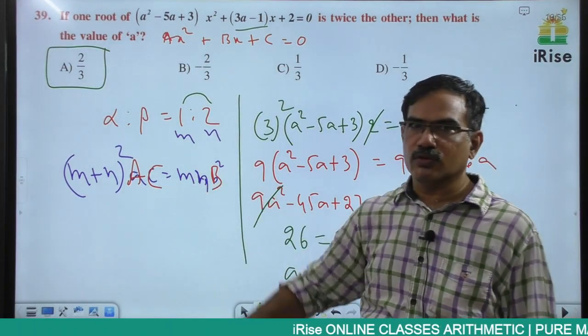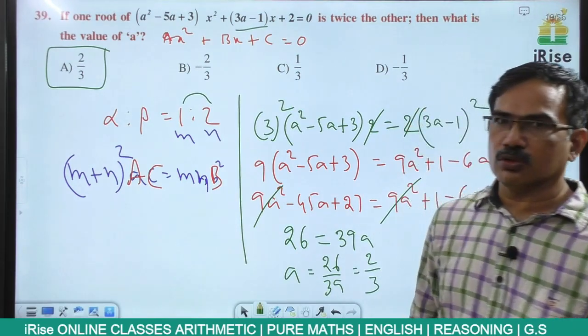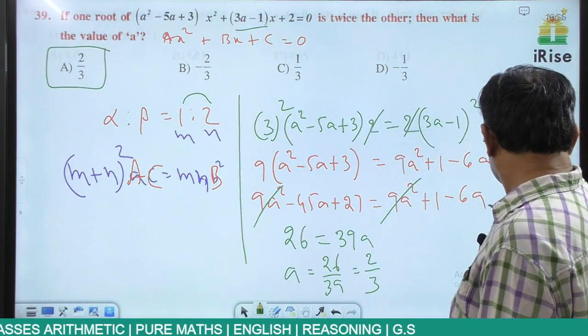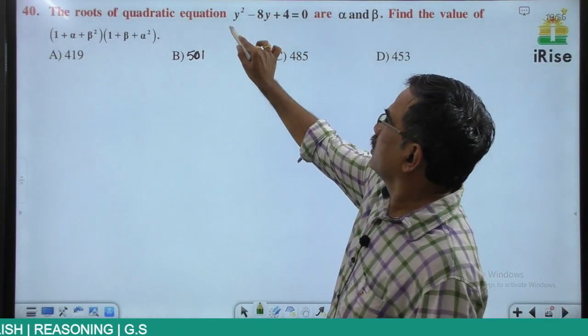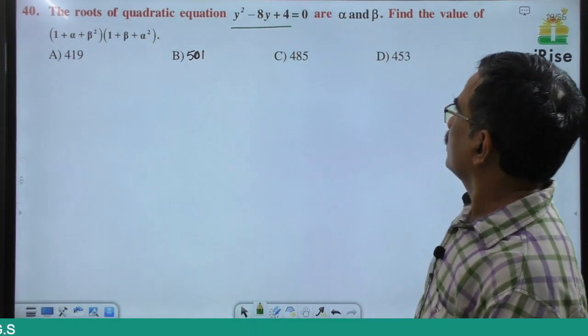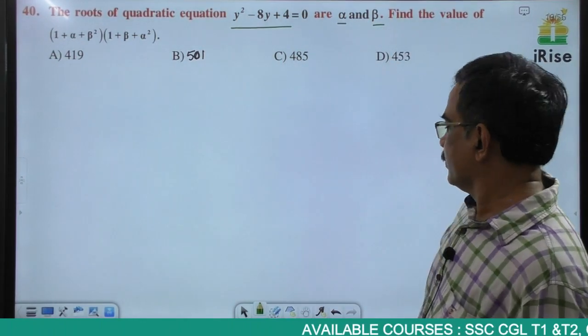This is the condition. If roots are in the ratio m is to n, this is the condition. Okay, next question. The roots of a quadratic equation y square minus 8y plus 4 are alpha comma beta. Then find the value of this.